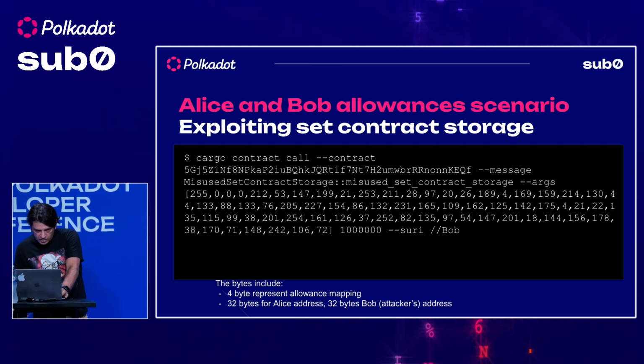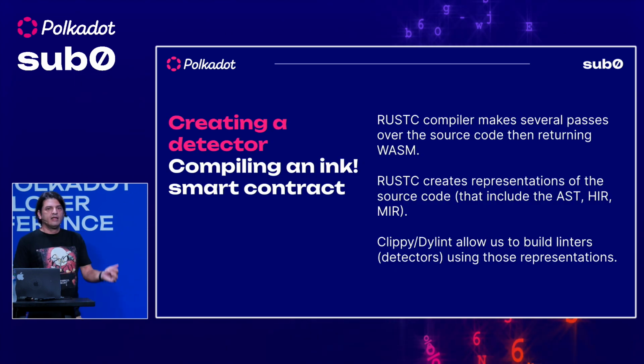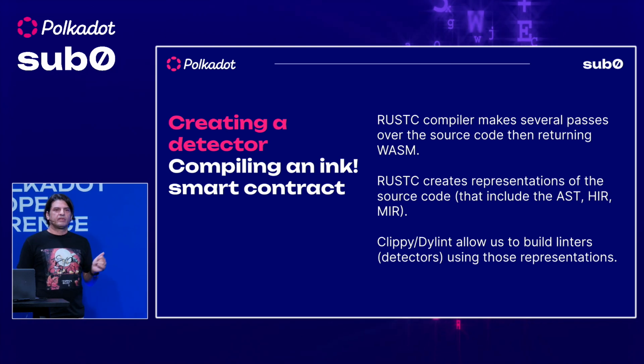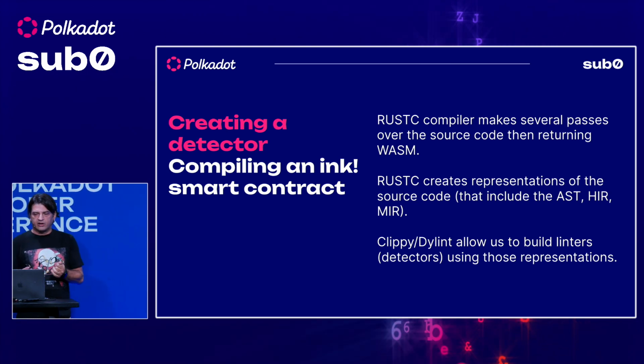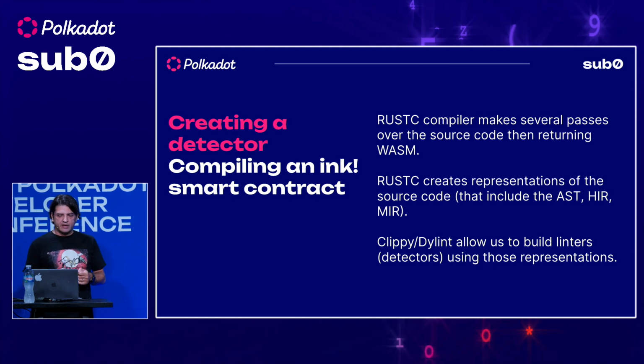And the way we detect this, as I mentioned before, we are using information available from the Rust compiler. It's going to make several passes before generating the WebAssembly.